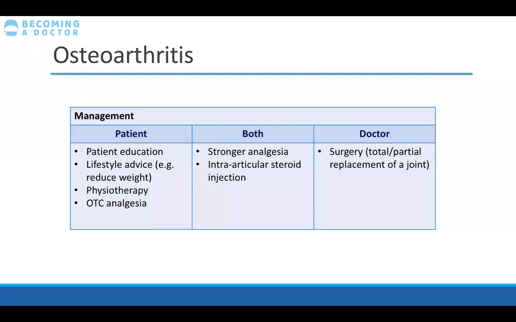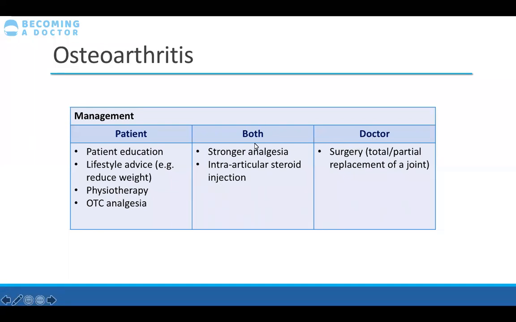So in terms of management, the way I like to remember it is we first start with the patient. So patient education, lifestyle advice, so reduction in weight if they're overweight or obese, physiotherapy, so you want to strengthen the muscles, and over-the-counter analgesia. If they've tried all this and that hasn't worked, then both, so that's when the patient and the doctor are sort of meeting midway. So you might think about stronger analgesia, and then you can think about intra-articular steroid injections.